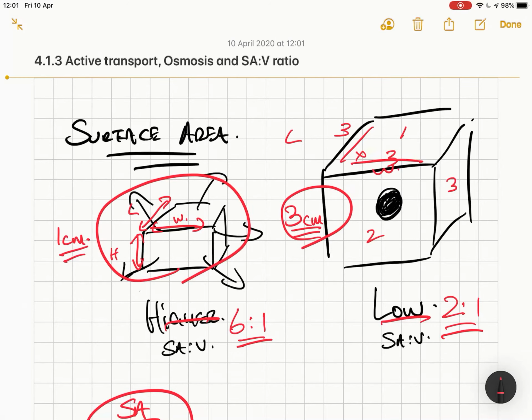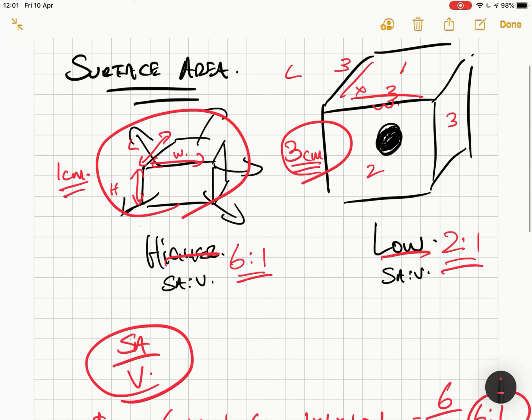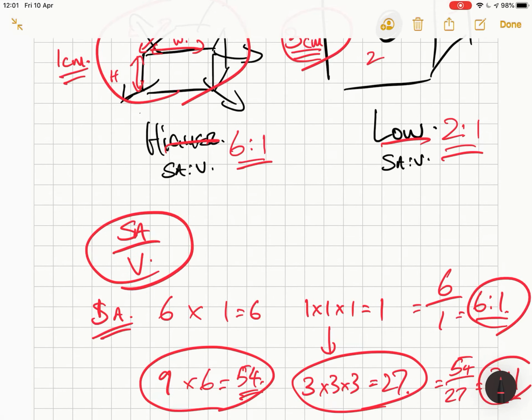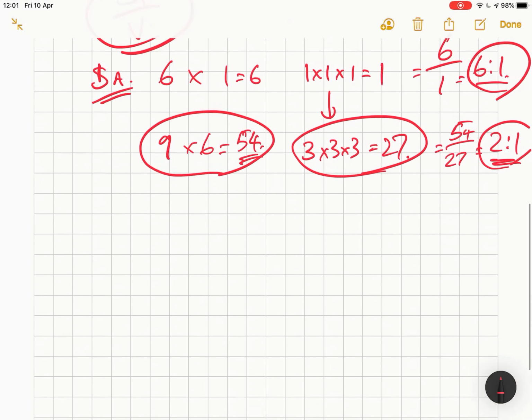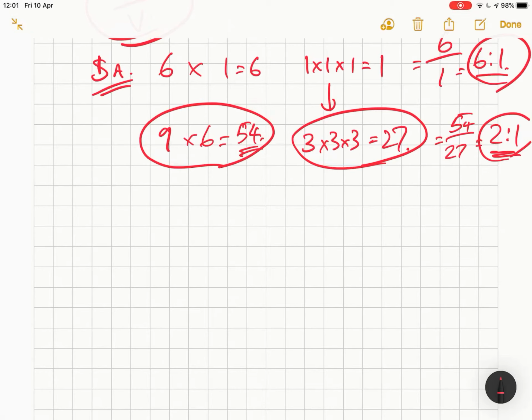So it's really just a case of being able to understand that because this has a higher ratio, there's going to be more exchange. But in terms of being able to calculate it, you would be expected to know how to calculate the volume, how to calculate the surface area, and to do ratios. That is a basic component on most specs, not just AQA.